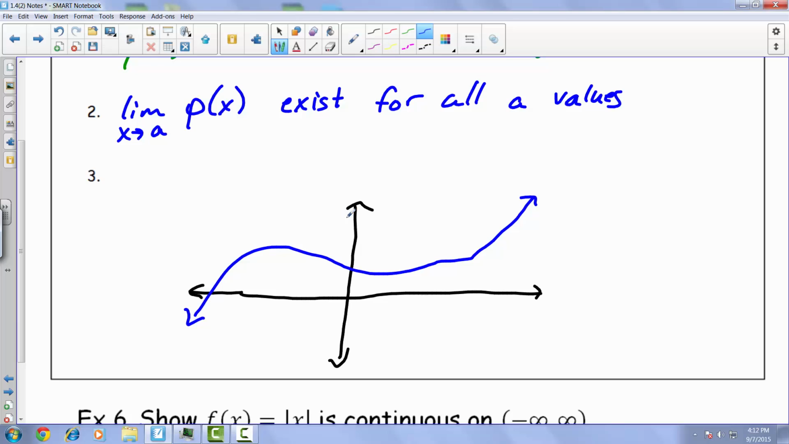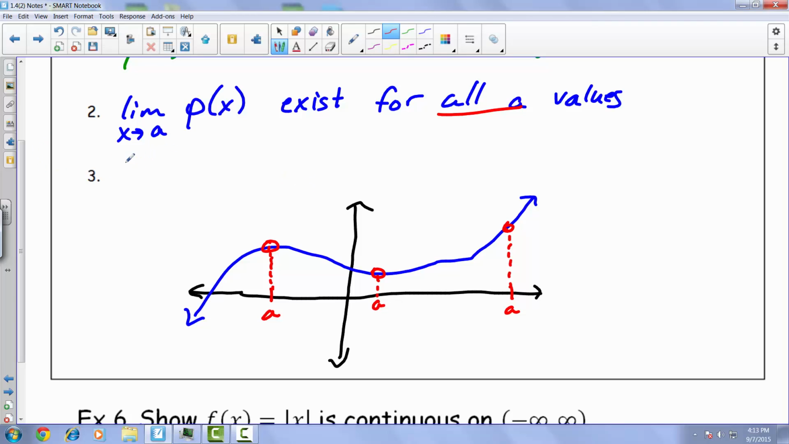The second criteria is the limit as x approaches any a value. So I could let my a value be right here. Notice the left side is in fact meeting up with the right side. That's just any particular a value that I chose. Here might be another one. Notice the left side is in fact meeting up with the right side. And then another one might be out here. Again, left side meeting with right side. So this exists for all a values, every single one.